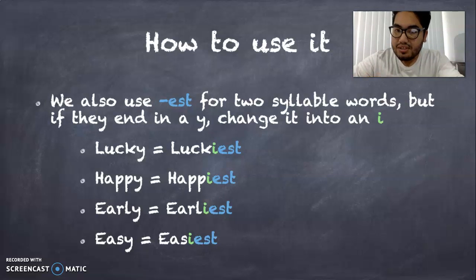We also use -est for two-syllable words, but if they end in y, we change it into an i. For example, lucky, luckiest; happy, happiest; early, earliest; easy, easiest. An example here would be: in the whole school, Francisco is the happiest student. We're comparing all the students in the school and we're saying that Francisco is the happiest student.